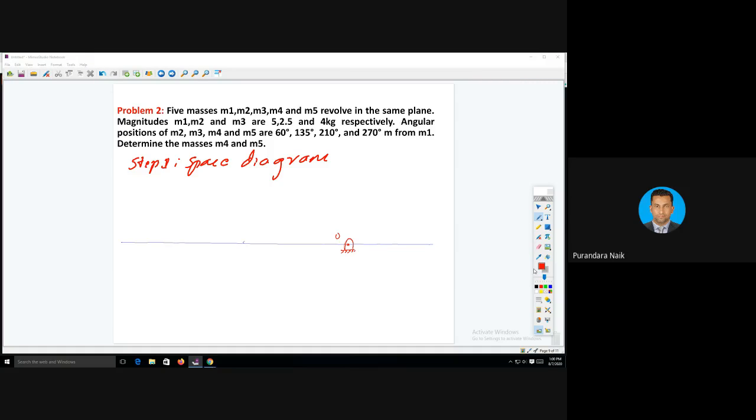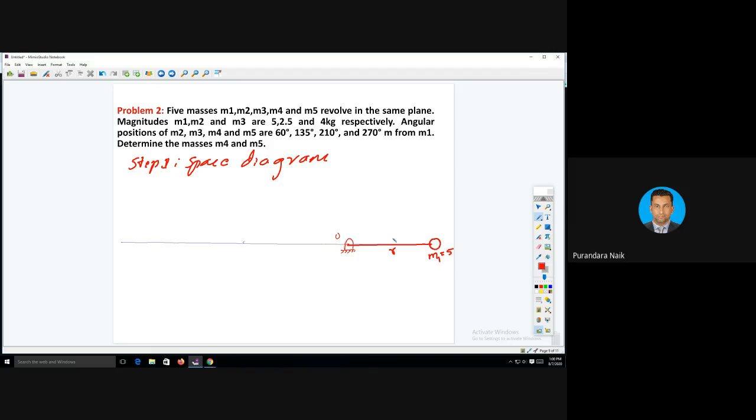We need to draw it along zero line, that is positive x. Positive x is this line, right side. So M1 is in the positive x axis. So this is the line, and this is the circle, and this is M1. What is the value of M1? M1 is 5 kg. Next, the corresponding radius is R. We have considered it as R.